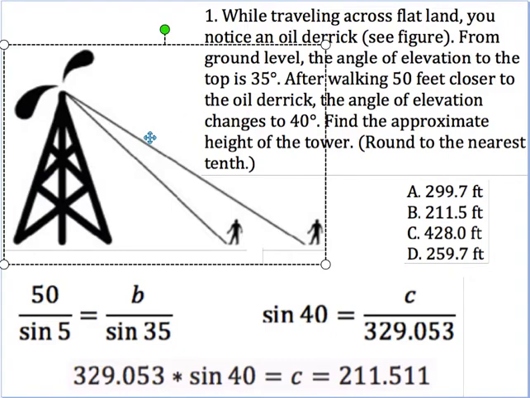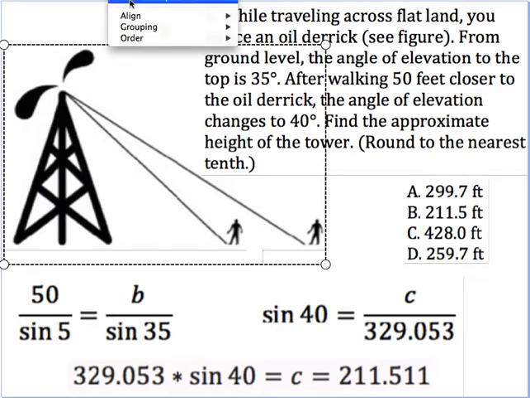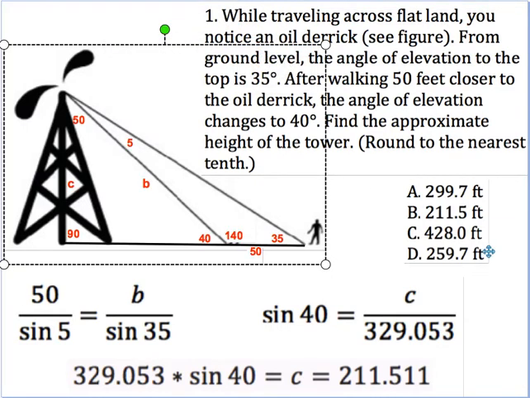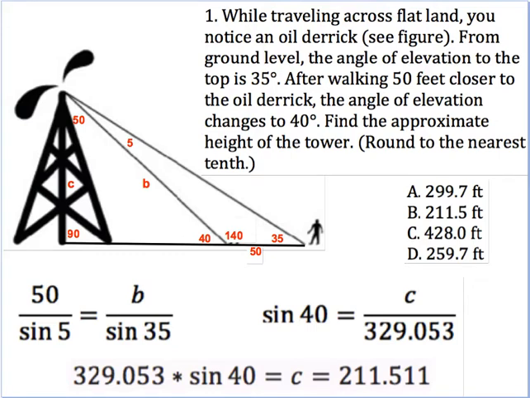All right, so a couple things that I want to do is take this picture and send it to the back because I've kind of labeled some things. So once I send that into the back, we can look at our labels. And from the word problem, I know that this angle here is 35 degrees. And this angle here is 40 degrees, and the distance from this point to this point is 50 feet.